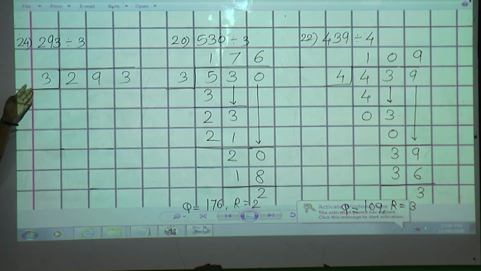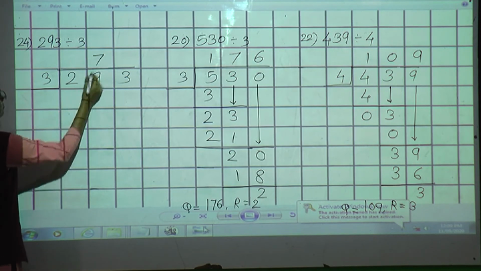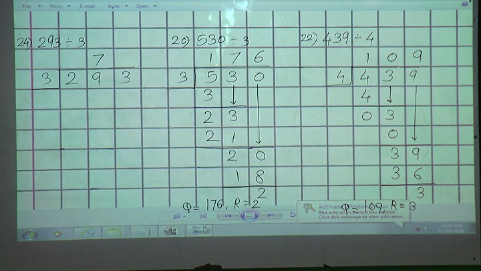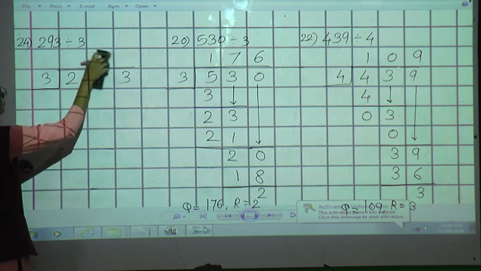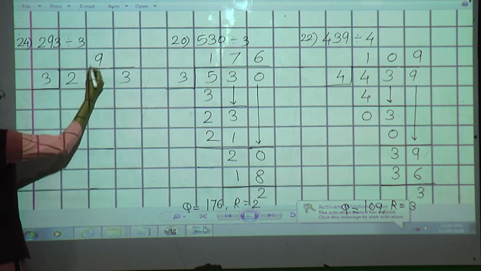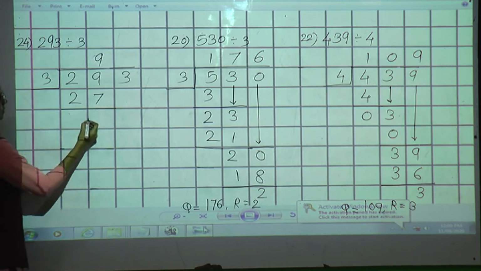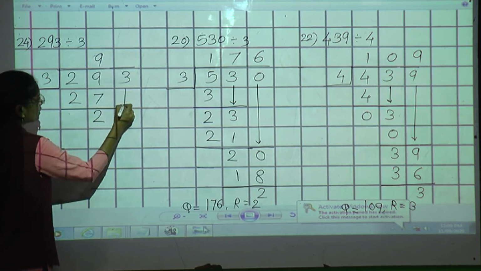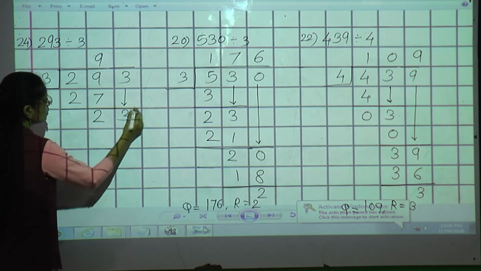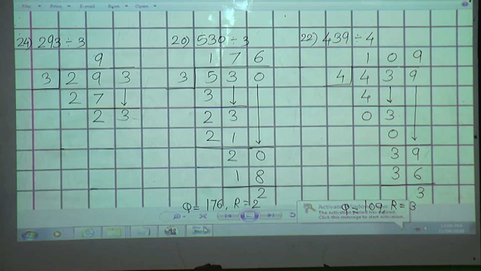Yes, in the table of 3 29 is not there. So find out the smaller than 29. Yes, 3 9s are 27. Correct. 3 9s are 27. So write here 9. Now 29 minus 27. Yes, 2. Now in the next step this 3 will come down. So here now we have 23.